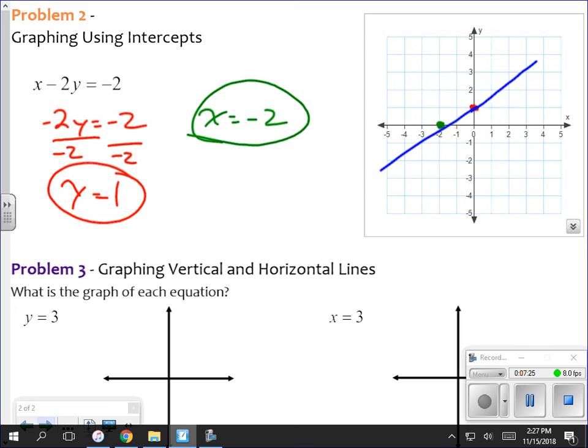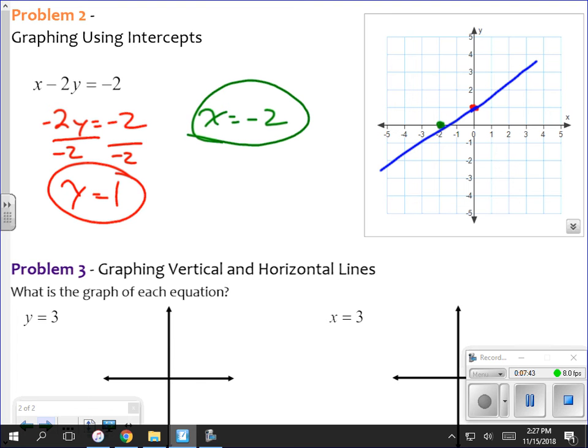I do think that this is, like I said, really one of the easiest ones to graph. One point on the x, one on the y. 2 points, draw your line through them. Easy.